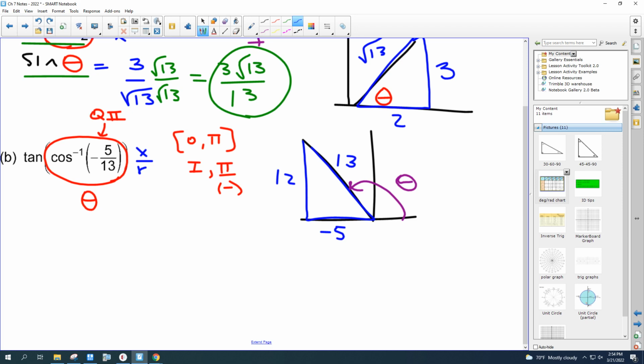But once we get that, we have to just understand that we're finding tangent of that angle. Tangent of that angle, remember tangent is y over x, negative 12 fifths. Y over x, negative 12 fifths. As soon as you understand what are these problems, they go quickly.